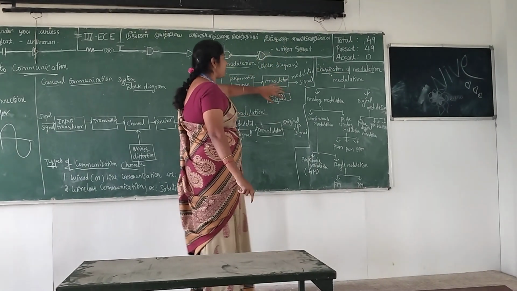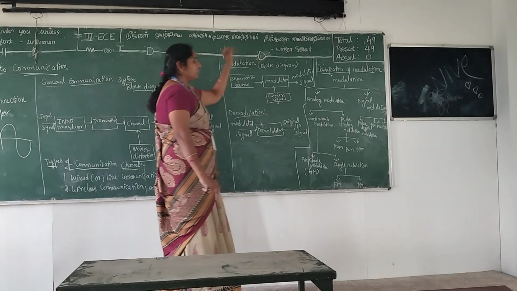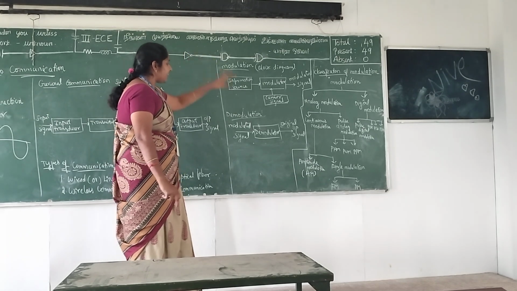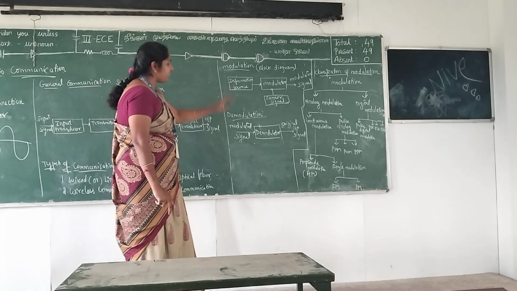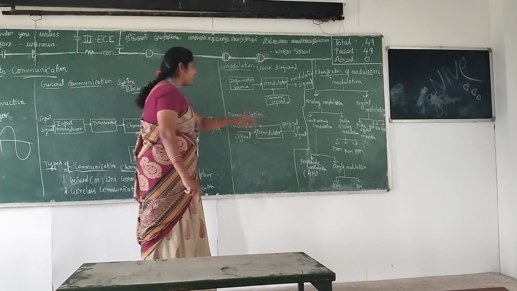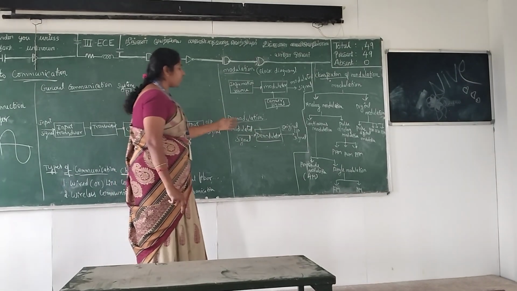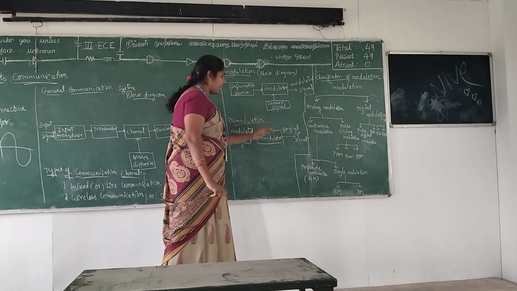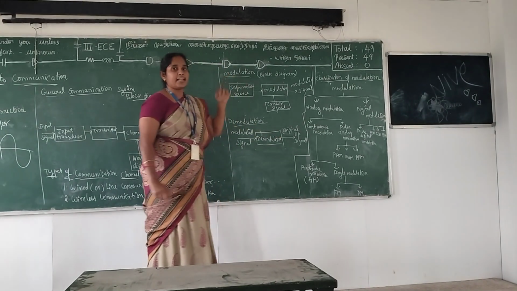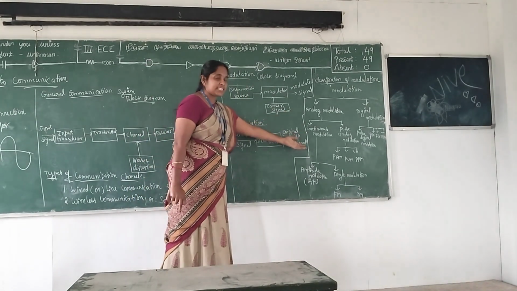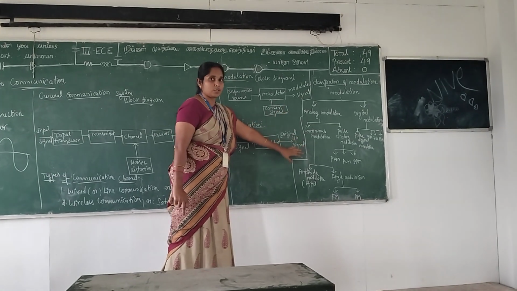The modulation takes place at the transmitter side, and then the receiver receives the modulated signal. On the receiver side, demodulation takes place. The input to the demodulator is the modulated signal. Then the demodulator extracts the original signal from the modulated signal, and we get the original signal as output, that is, the information source.